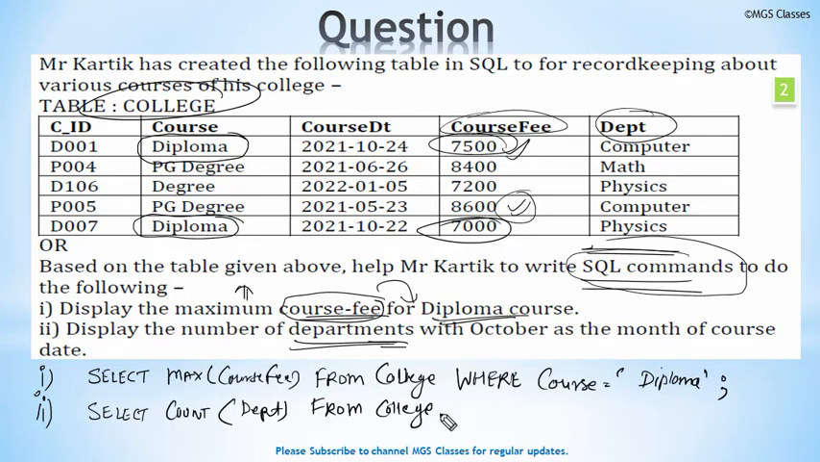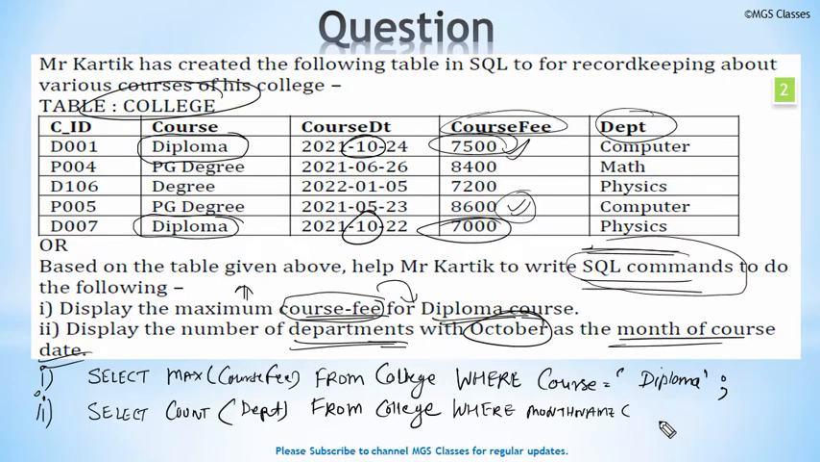Now here again you need to write a where condition, because he is interested only in counting the number of departments whose month of course date is October. So he is only interested in those courses whose month name is October. So you can write this query like this. To get the month name from the date, what function can you use? You can use monthname. So you will write monthname, then the course date, equals to October.